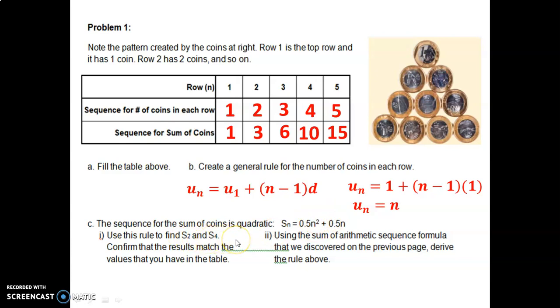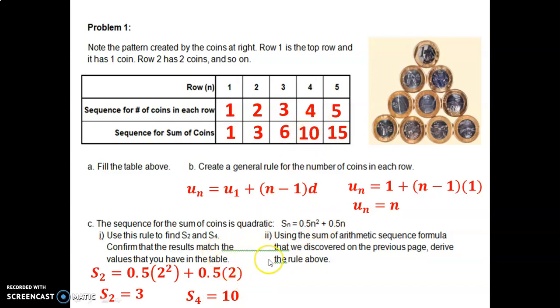So try that now. Using this rule, S sub 2, you plug in the 2 in there, and when you calculate it, you get 3. And it says confirm it matches your table. Well, it does. Look, the sum of the first 2 is 3, and we have the sum of the first 2 is 3. And we can see that here. The sum of the first 2 rows is 3. And then S4 should give you 10. If you put 4 in there, it should give you 10. And that matches the sum after 4 rows, which is this 10.